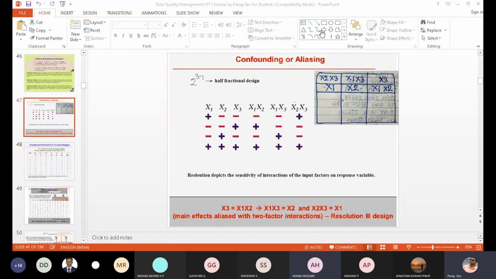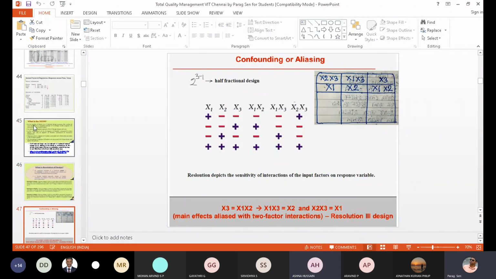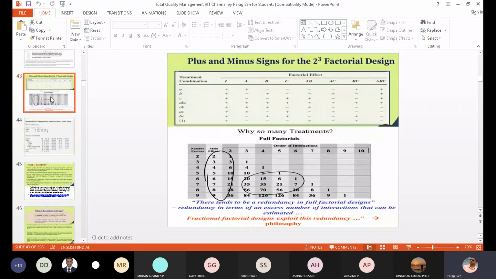Sir, please go to the 43rd slide. Yes, sure. Tell me. Sir, here it is 2 power 3, no sir? Then it should be only 8, 2 factors and 3 levels, no sir? 2 to the power 3 doesn't mean 2 factors and 3 levels. It means 2 levels and 3 factors. Level to the power factor.